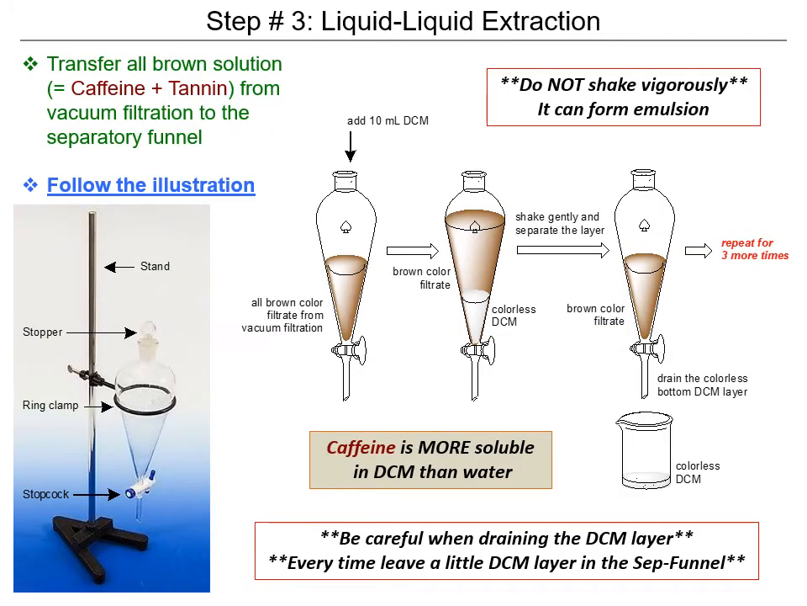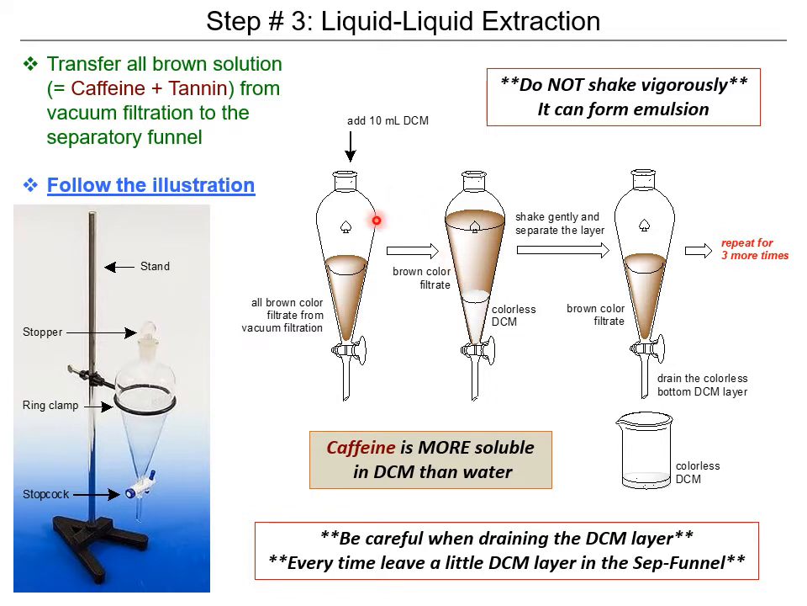So once you've done your vacuum filtration, you should end up with the brown liquid, which should contain your caffeine and the tannin. You want to transfer this into your separatory funnel right here, right? Also, try to use a funnel or something because you don't want to get grease into your product. But yeah, add your solution into the separatory funnel. Add the 10 milliliters of DCM, again, trying to avoid the grease on the joint, right?